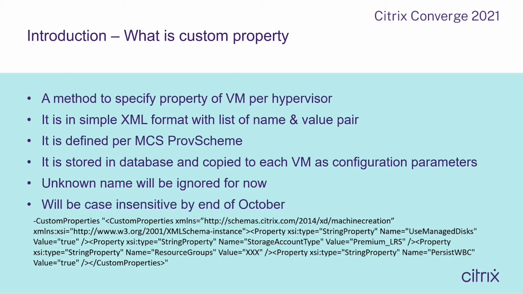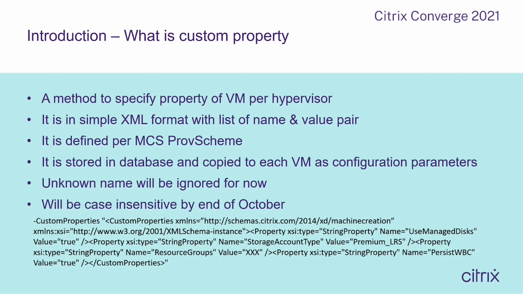In terms of the name value pair, if the name is unknown, it will be ignored for now. We're working on enhancing that to provide feedback. If the name is unknown, we'll tell you it could be a typo, instead of the current behavior, which is to silently accept it and not act on it because it's unknown. And right now it's case sensitive, but we are also making changes so it will be case insensitive. At the bottom, you can see an example of our custom properties.